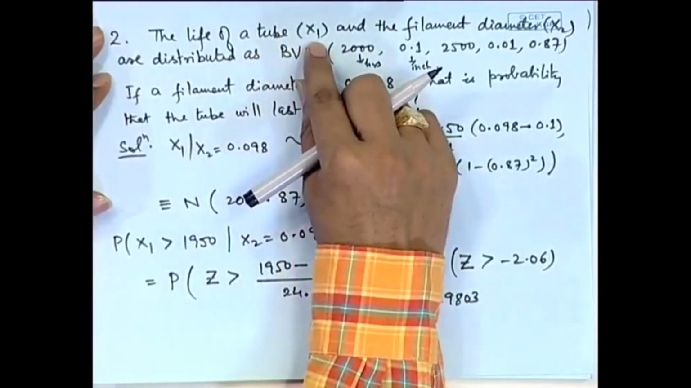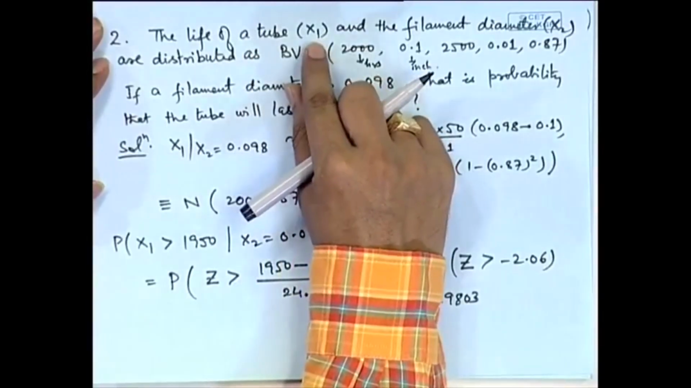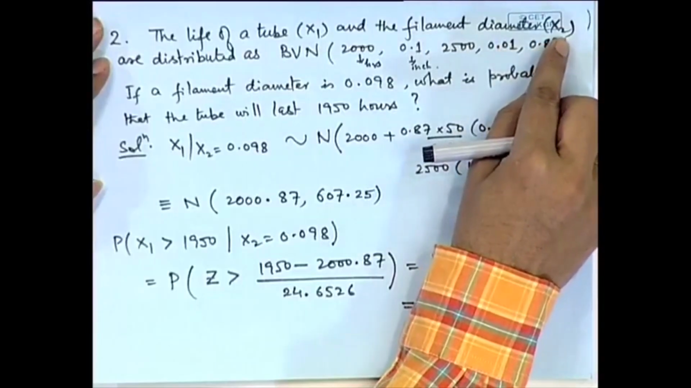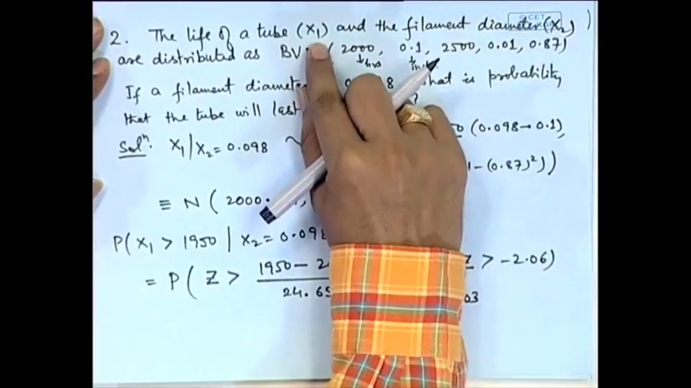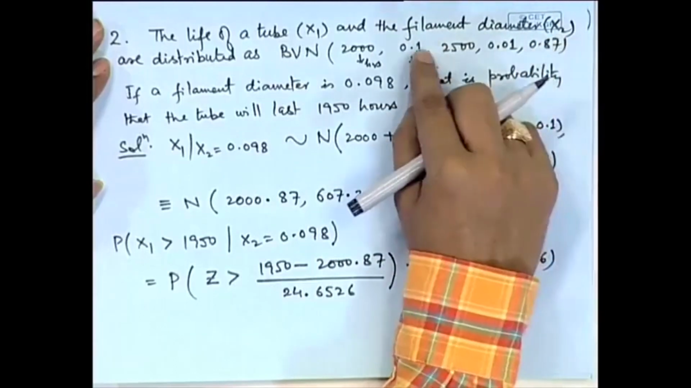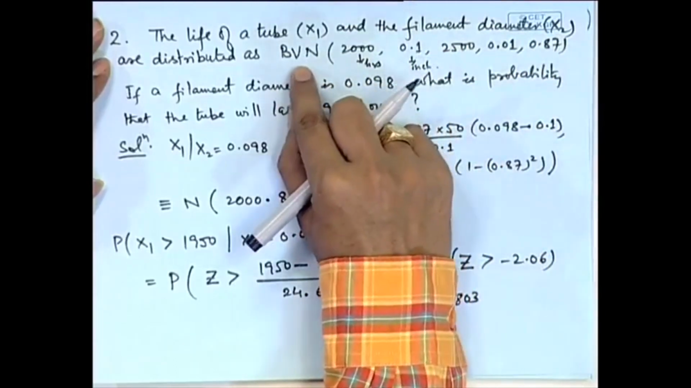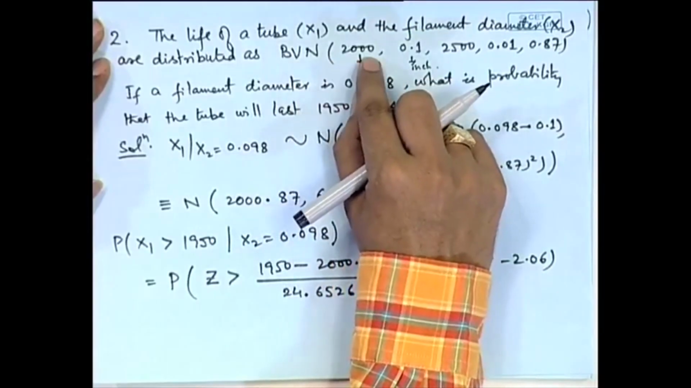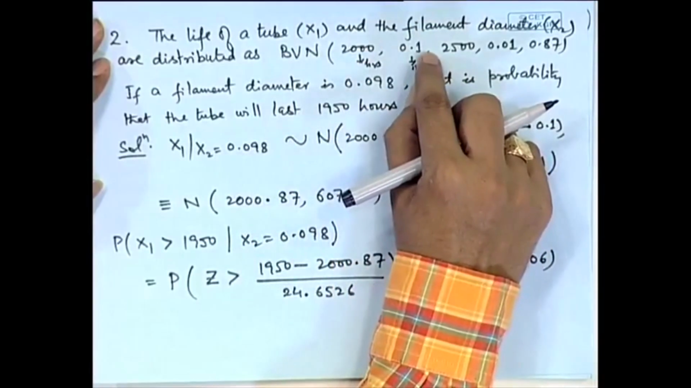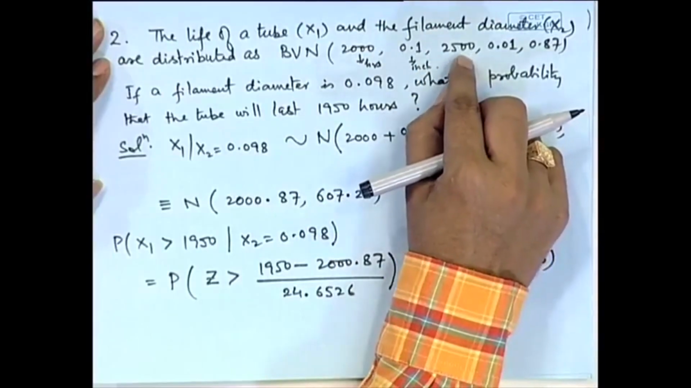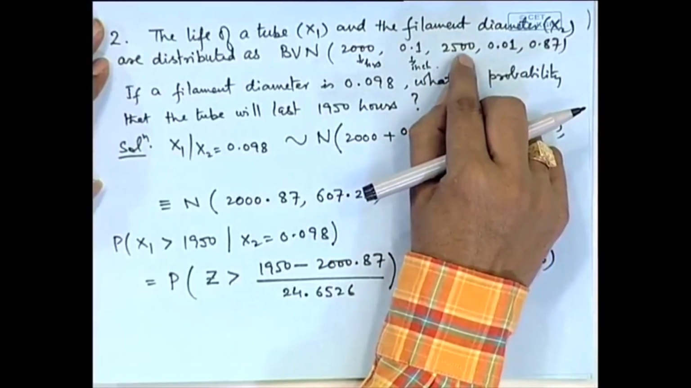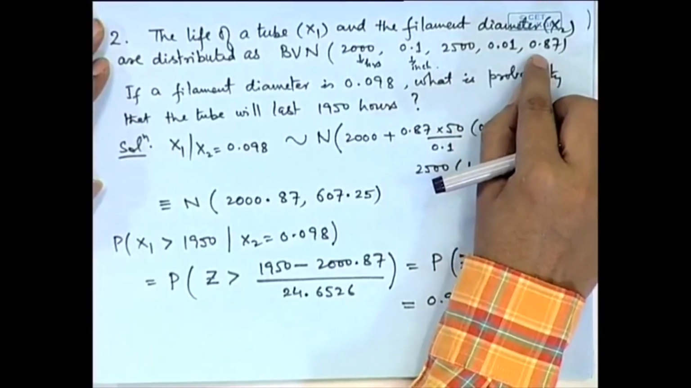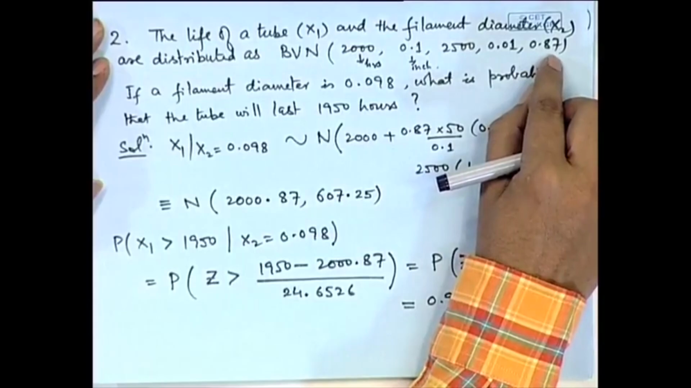The life of a tube is measured as random variable x 1 and the filament diameter is measured as random variable x 2. The life is measured in, say, hours and the diameter is measured in inches. They are distributed as a bivariate normal distribution with mu 1 equal to 2000 hours, mu 2 equal to 0.1 inches, sigma 1 square equal to 2500, sigma 2 square equal to 0.01 and the coefficient of correlation is 0.87.